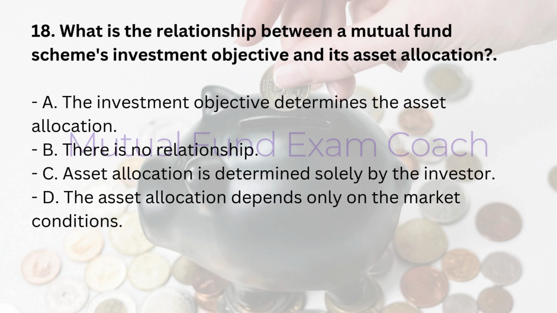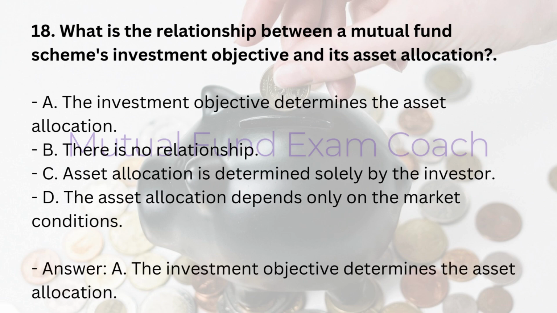18. What is the relationship between a mutual fund scheme's investment objective and its asset allocation? A. The investment objective determines the asset allocation. B. There is no relationship. C. Asset allocation is determined solely by the investor. D. The asset allocation depends only on the market conditions. Answer: A. The investment objective determines the asset allocation.